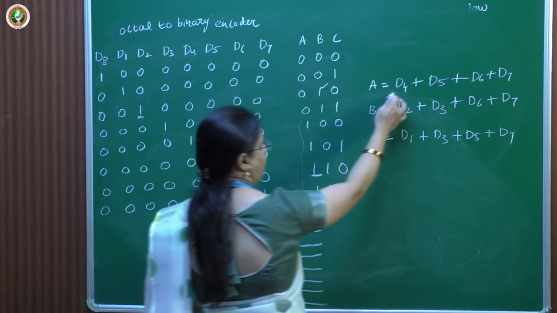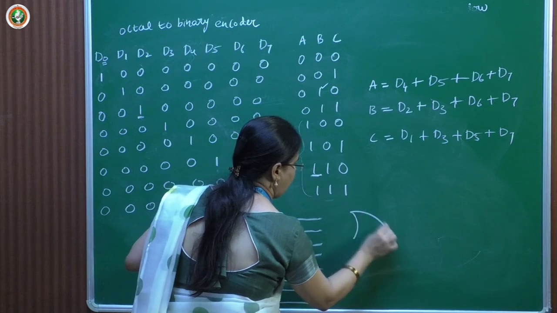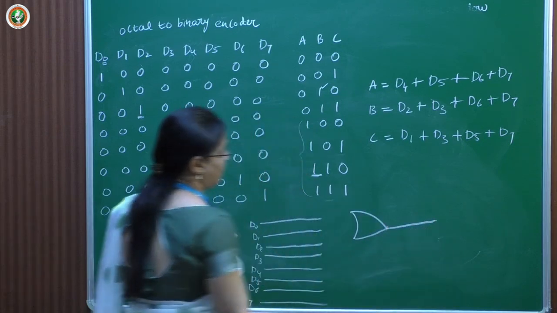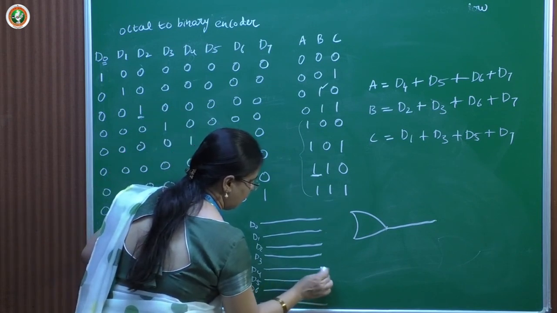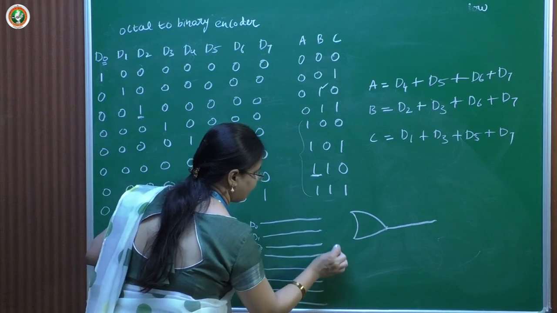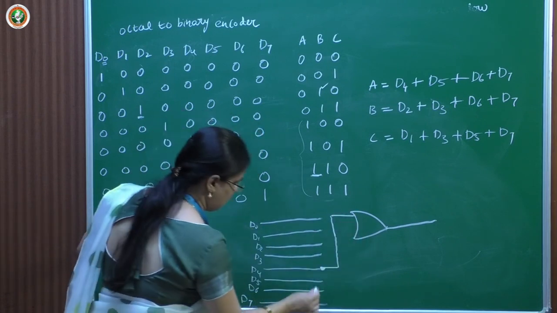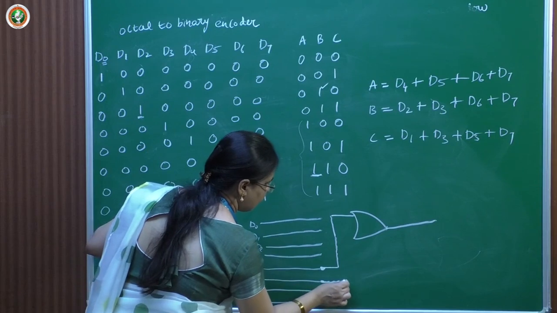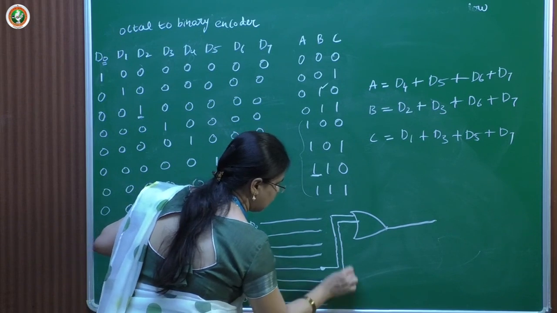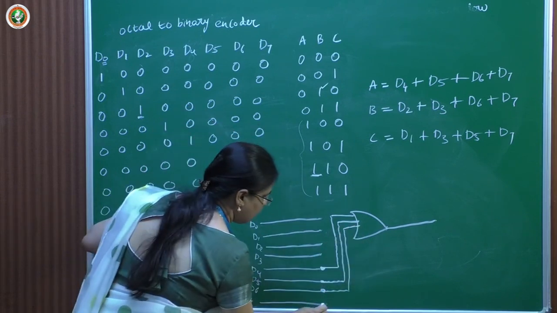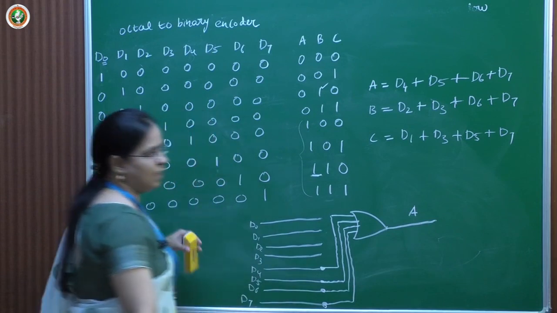Then A, we have OR gate. Okay, so I am going to take one OR gate, and for this the input should come from where? D4. Okay, so I can take the input from D4. And the next input will come from D5. And another is coming from D6. And the next one is from here, D7. Okay, so this is for which output? It is for A.